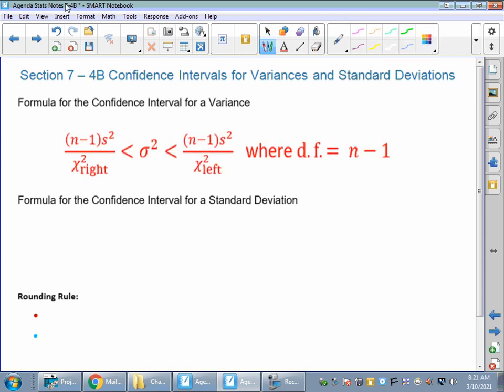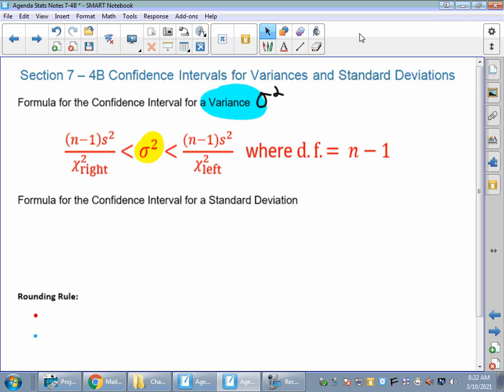So if we're talking about variance, remember how variance is a tool to get to standard deviations. So our variance formula, remember, is sigma squared. So I've got my sigma squared in the middle. We know that our interval will fall somewhere between these two values. So we'll take our degree of freedom times our standard deviation squared, that's a sample, over our chi-square right value. On the right-hand side, our degree of freedom times our variance over our chi-square left.